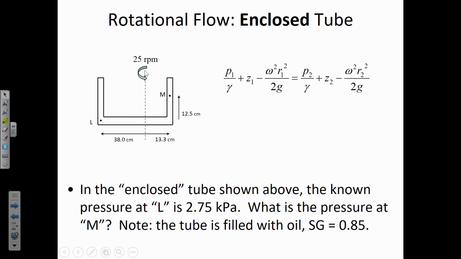And then the other trick that I'll point out is the rotational rate here is given in terms of RPM. And in this equation, we always want to use radians per second. Okay, so again, I'm going to pause and I'm going to ask you to tell me what is the pressure at M? Conditions are not static. The pressure change is going to be explained by this rotational flow equation.